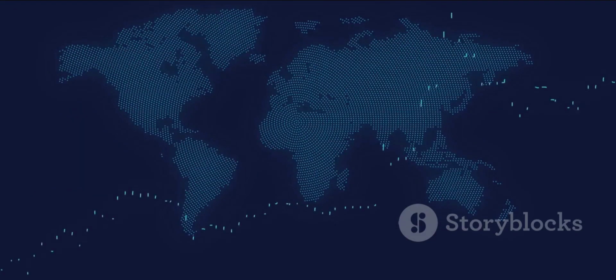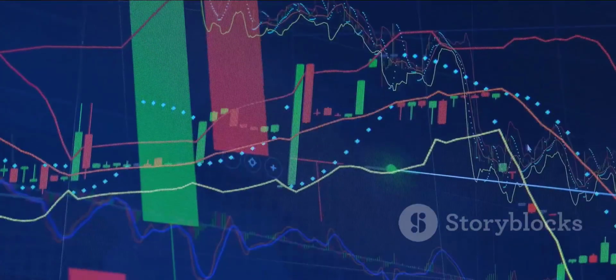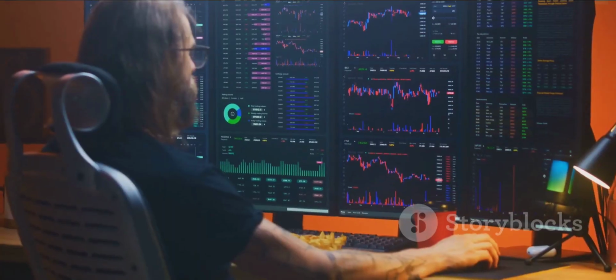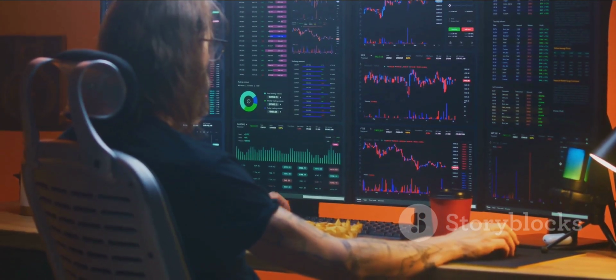Bollinger Bands are different because they are dynamic. The bands widen when the market is choppy. They narrow when the market is calm. This adaptive nature is what makes them so powerful for traders.